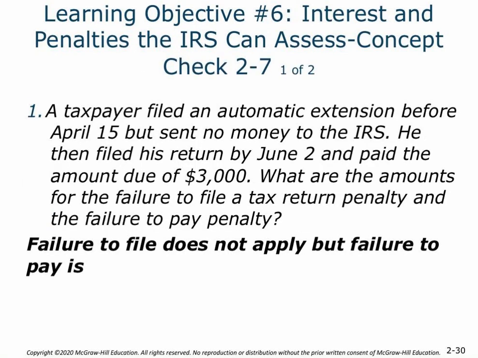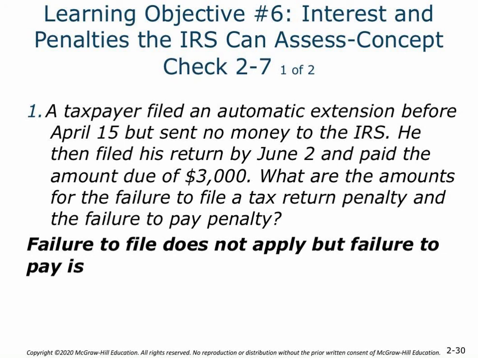So let's take a look at the concept checks here. A taxpayer filed an automatic extension before April 15th but sent no money to the IRS, then filed a return by June 2nd and paid the amount due of $3,000. What are the amounts for the failure to file tax return penalty and failure to pay?